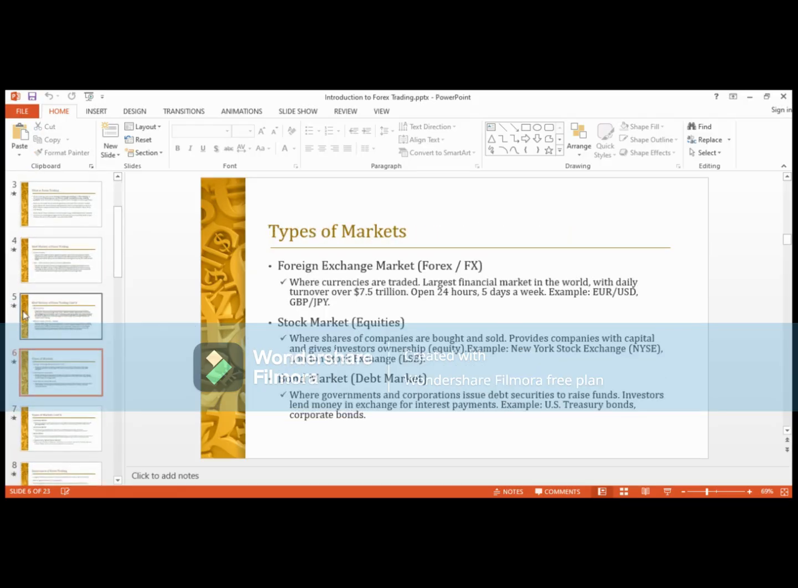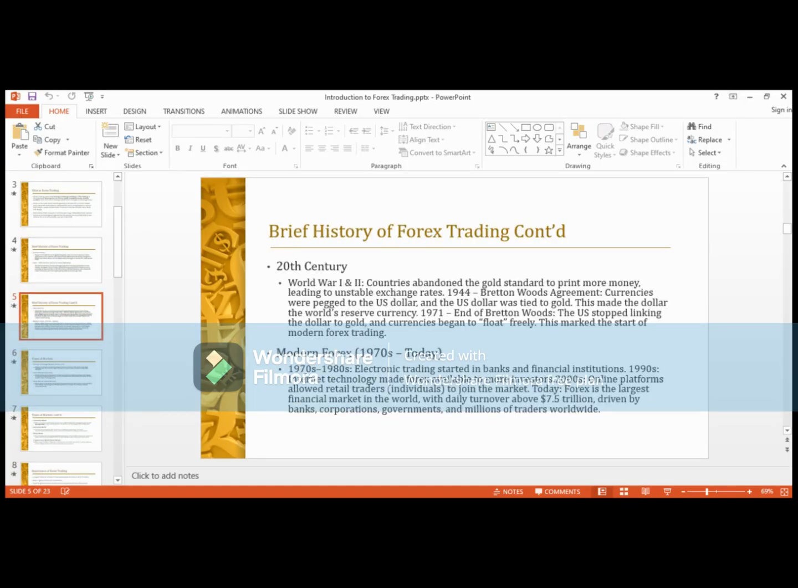In modern forex trading, like we discussed, in the 1970s, electronic trading started in banks and financial systems. In the 1980s and 1990s, internet technology made forex available to individual investors.